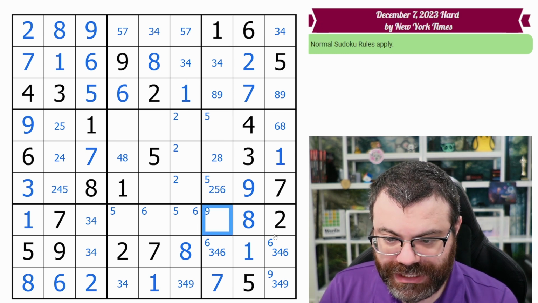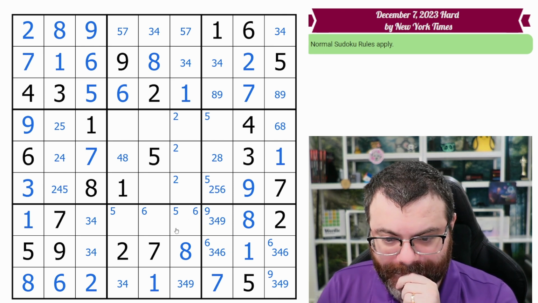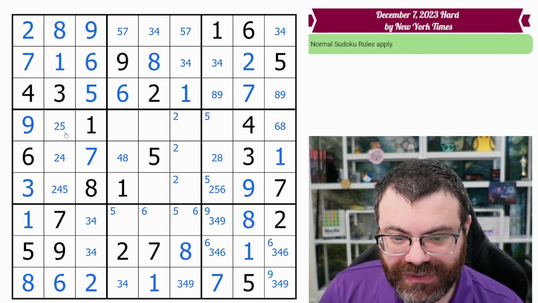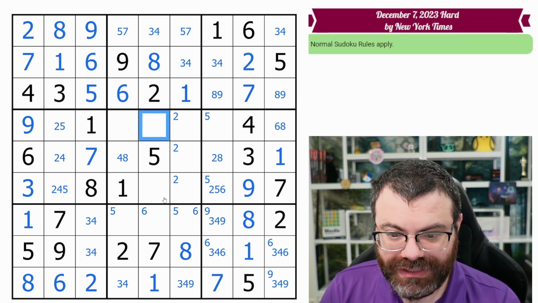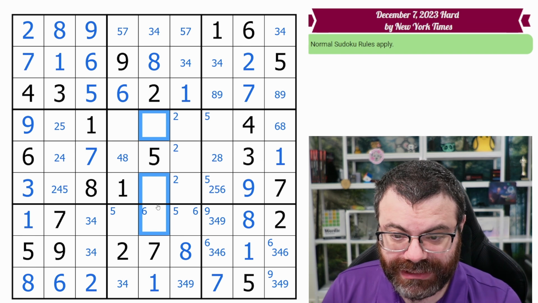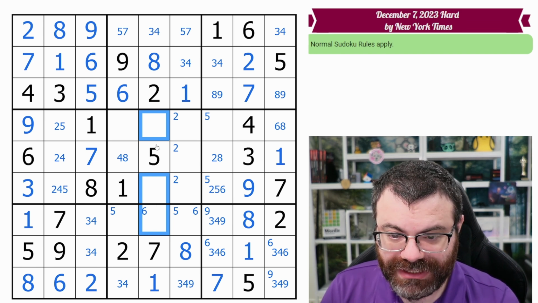This is 3, 4, 9. Okay. 3, 4, 9. Not going to find anything there. This column needs 3, 4, 6, 9. I'm just going to fill that. This top one can't be 4, 9. This one can't be 9.